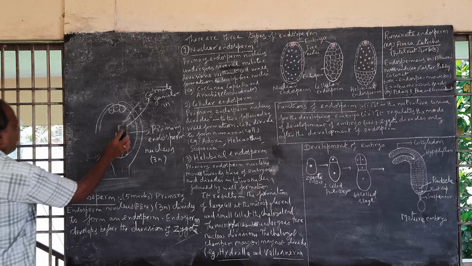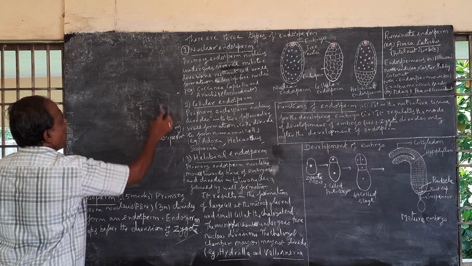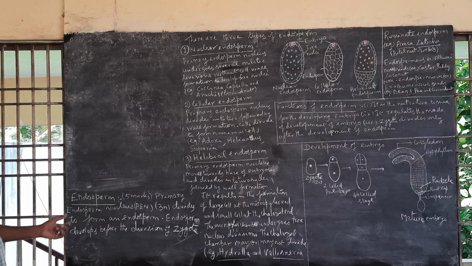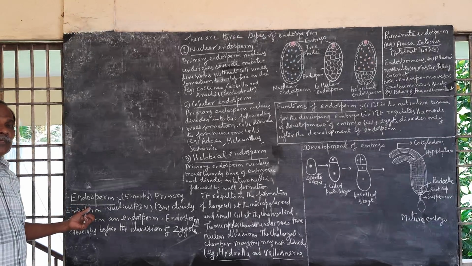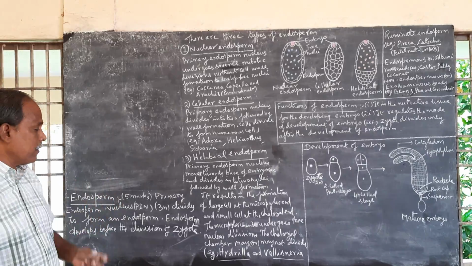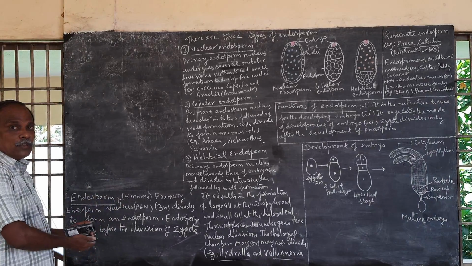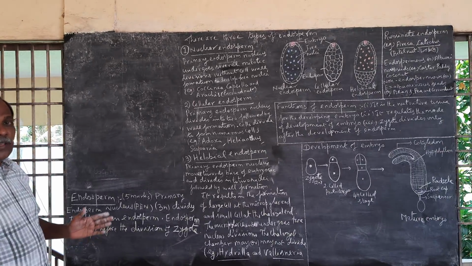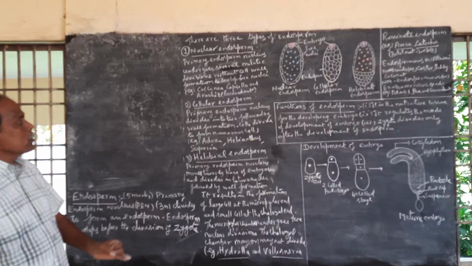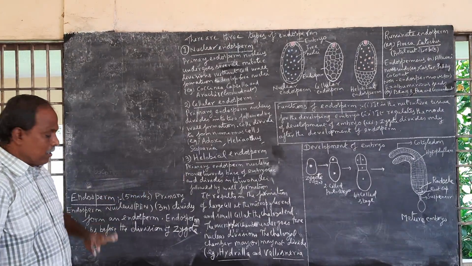Now, types of endosperm. Endosperm is of 3 different types. Based on the development, endosperm is of 3 different types: cellular endosperm, nuclear endosperm, and helobial endosperm.